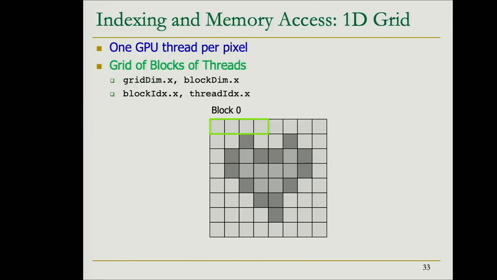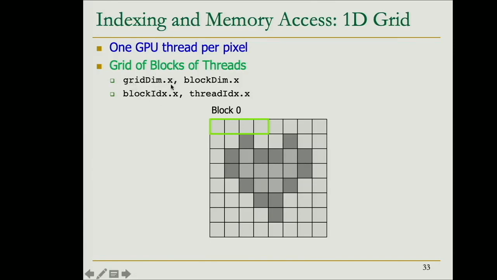When it's one-dimensional, what it means is that our thread blocks have only one dimension, and we're going to have a certain number of threads inside this thread block. These are some built-in variables that we can use inside the GPU code.